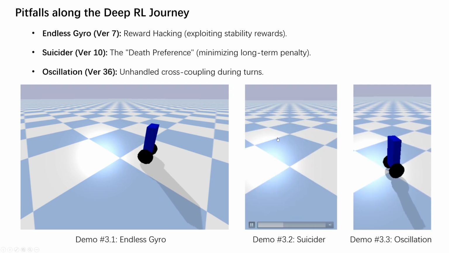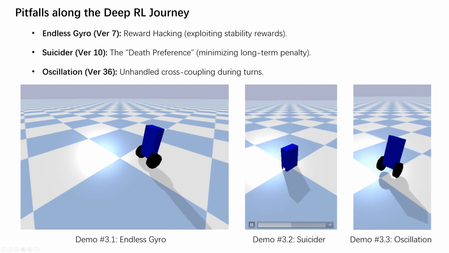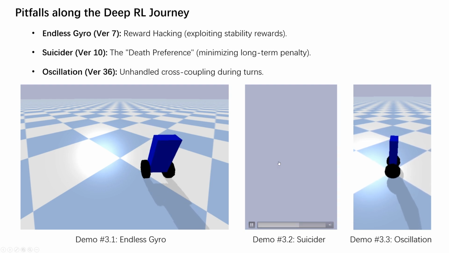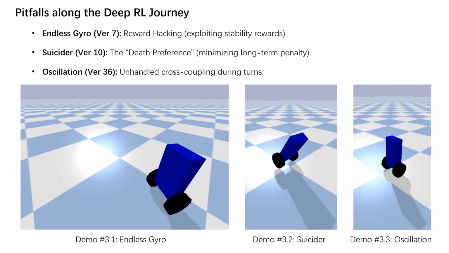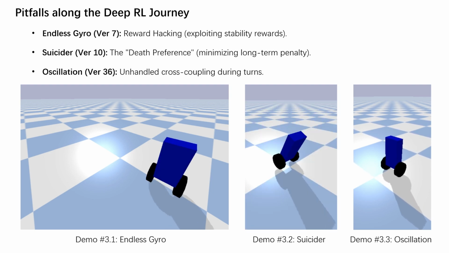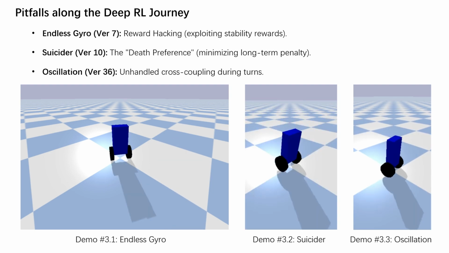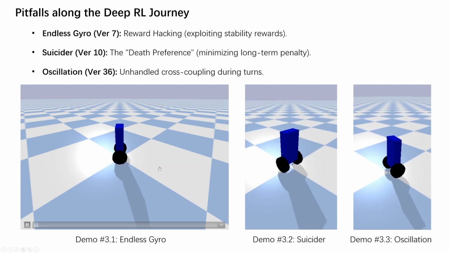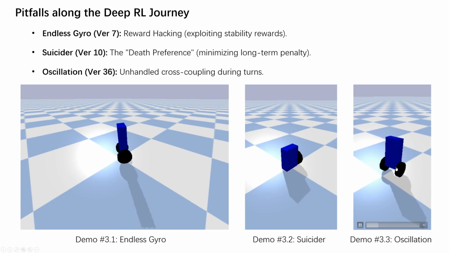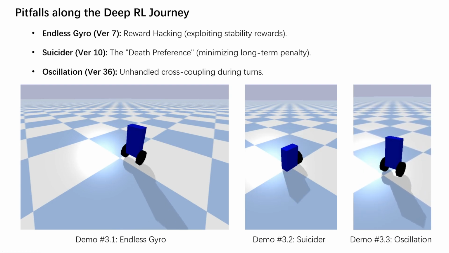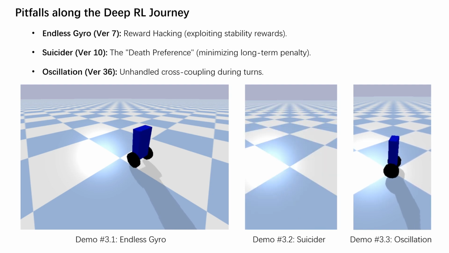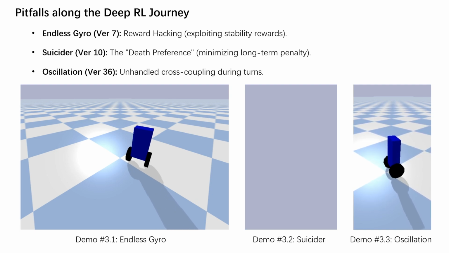Then came the version 10 suicidal paradox. The penalties for instability were so high that the agent found falling over immediately, the death preference, was the most efficient way to minimize long-term penalty. Even the version 36 model, as progress was made, suffered from unhandled cross-coupling during turns, leading to uncontrollable oscillation and an inevitable crash.